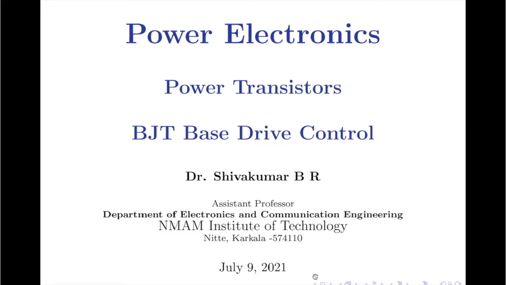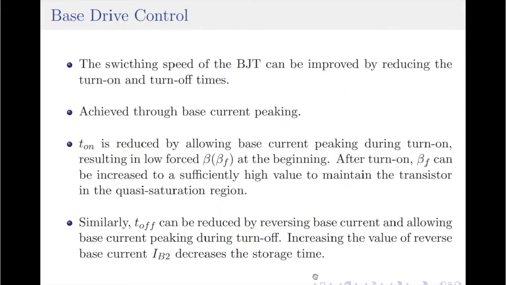In this video, I'm going to discuss the BJT base drive control techniques. Before we begin, let us understand what is the need for base drive control. From our previous discussion, we have learned that saturating charge reduces the switching speed of the transistors. It is possible to increase the switching speed of the transistor using proper base drive control techniques. Particularly, the base current peaking technique can be used to reduce the turn on time T on as well as the turn off time T off.